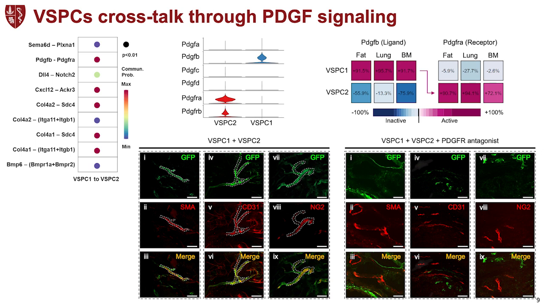So as we observed that the combination is critical, we thought there might be some signals between VSPC1 and VSPC2 that are critical for vessel formation. From the single cell data, we can identify the single ligands and single receptors. Here we identified a group of signals, and we would like to highlight the PDGF signals, where VSPC1 highly expresses the ligand and VSPC2 highly expresses the receptors. If we block the PDGF signal between VSPC1 and VSPC2, we see those combinations won't work anymore.